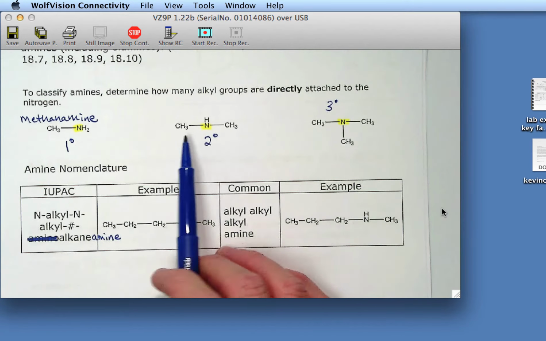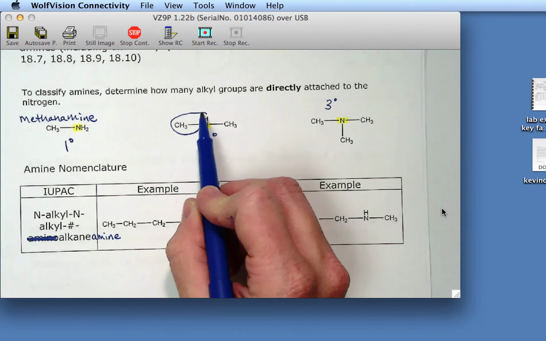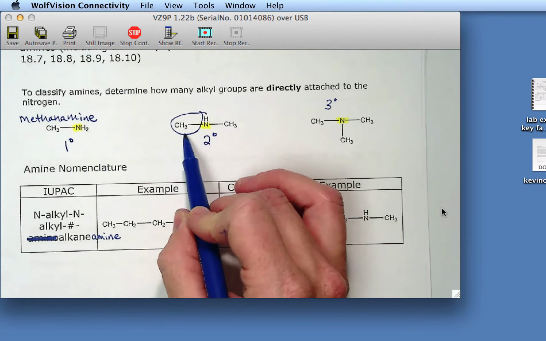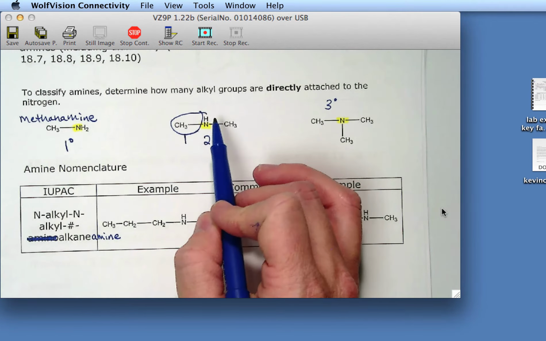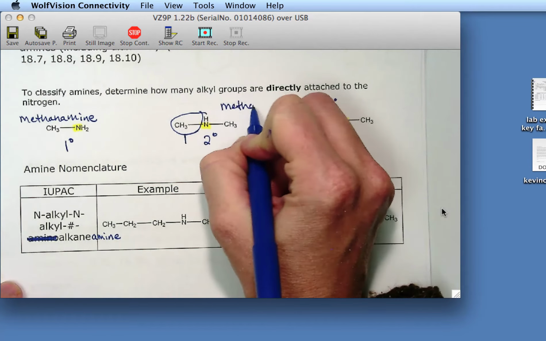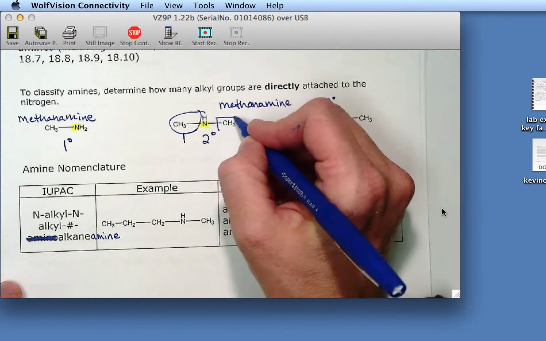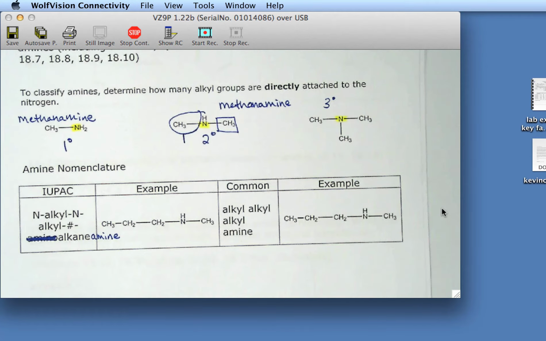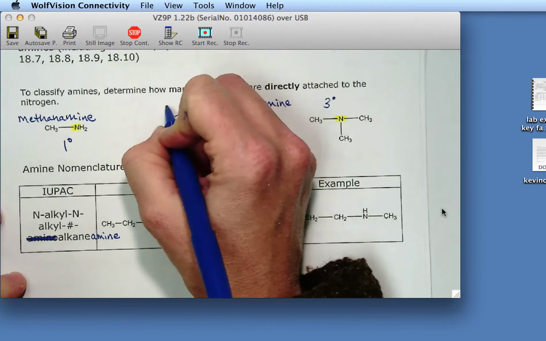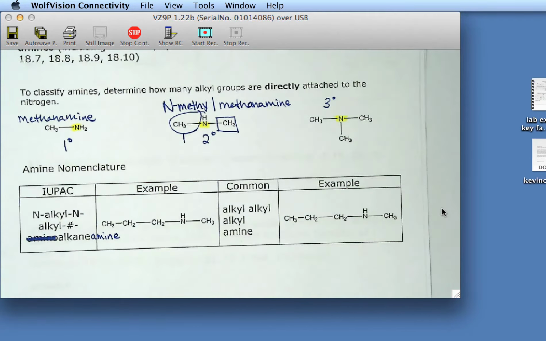Now, this secondary amine, this is the parent, establish that as the parent. Since there's only one carbon, I don't have to put a number where the amine is, so it's going to be methanamine. But I haven't named that methyl group coming off the nitrogen. So it's going to be N-methylmethanamine. Weird. Amines are weird, aren't they? N-methylmethanamine.